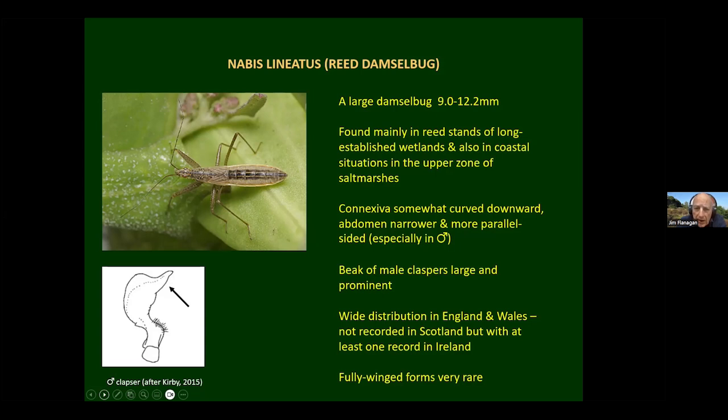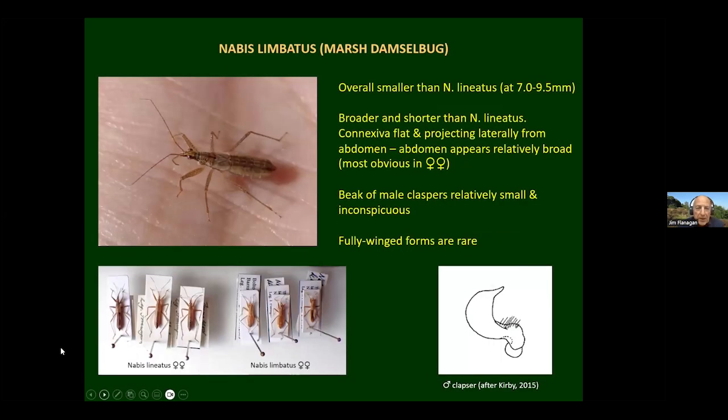One of the characteristic features is the connexivum, which is the flat area along the abdomen. It's curved downwards. It does make it a little bit narrower and more parallel-sided, especially in the male. The photograph shows a female there. It's quite a long, large damsel bug, 9 to 12.2 millimeters. One of the other distinctive things about males is that the claspers are quite large and prominent. So I'll go on to discussing the next very winged one, which is Nabis limbatus.